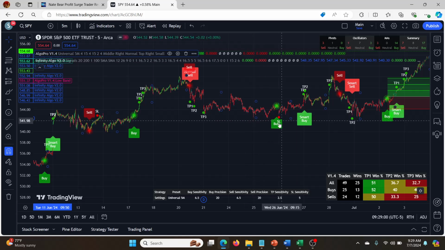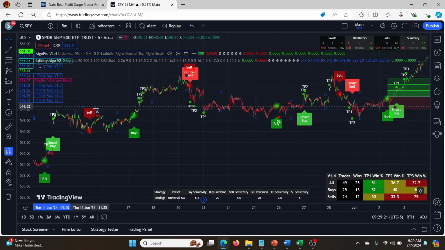But again, AlgoPro is in here earlier than Infinity Algo. So you can see AlgoPro is catching the moves earlier. Again, the sell signal on the right here, catching the move earlier before Infinity Algo gets it almost at the bottom here. Again, on this last signal here, AlgoPro is coming in just a little bit earlier. So it's definitely getting a little bit more accurate.